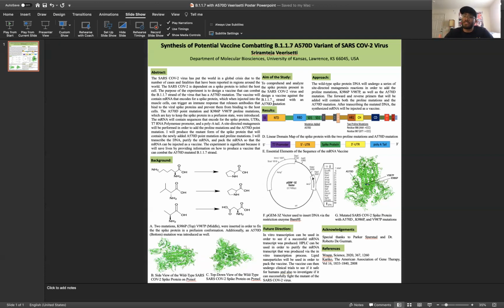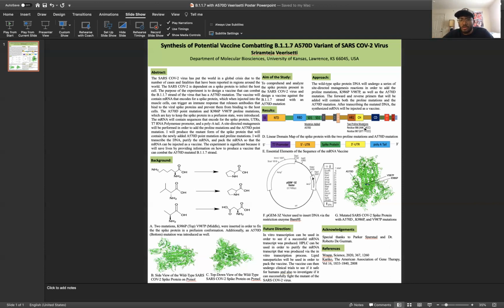It's also important to understand that we're going to introduce forward and reverse primers that are going to include those proline mutations as well as the point mutation. Then after we transcribe the DNA, we're going to synthesize a vaccine and inject it into a host.